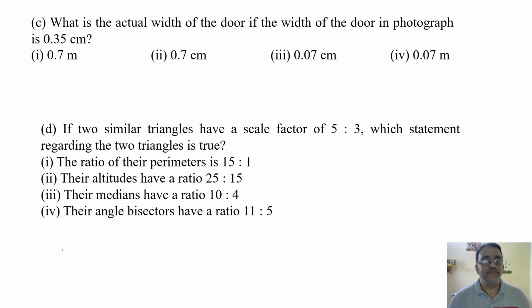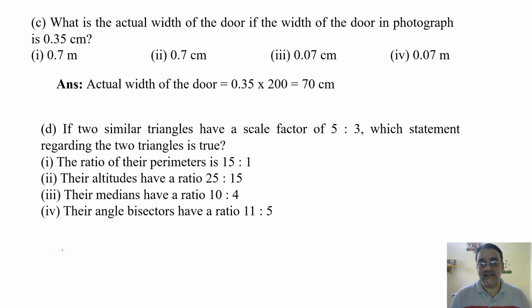Yes. Next question. What is the actual width of the door if the width of the door in the photograph is 0.35 centimeter? Already it is given that 1 centimeter corresponds to 200 centimeters. So what will 0.35 be? 0.35 into 200. That is 70 centimeters or 0.7 meter. And the correct option is the first one.